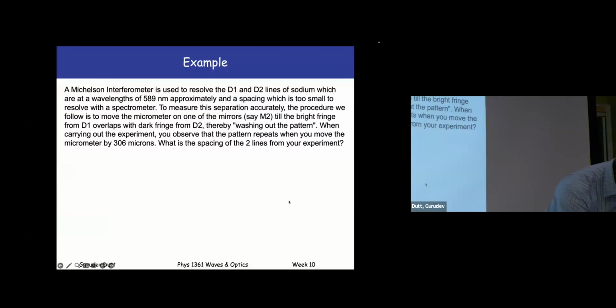Okay, so that was my last example with interference of Michelson. Again, these are problems that you fully expect to see on your Michelson tests. So hopefully you understood it.